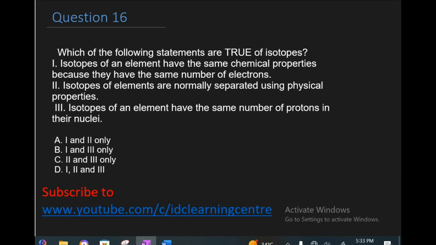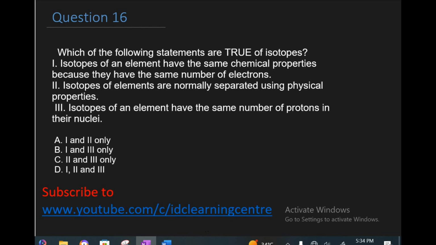Next question 16. Which of the following statements are true of isotopes? 1. Isotopes of an element have the same chemical properties because they have the same number of electrons. 2. Isotopes of an element are normally separated using physical properties. 3. Isotopes of an element have the same number of protons in their nuclei. So which one is the correct answer for this?